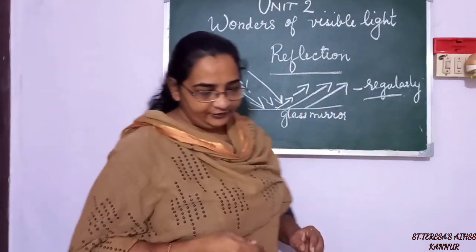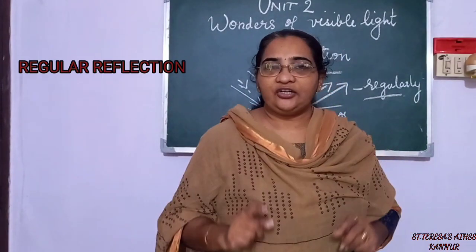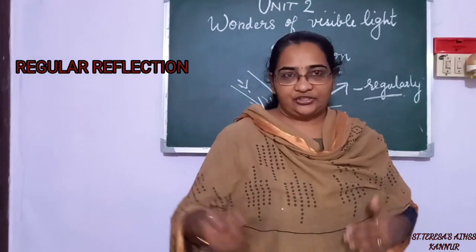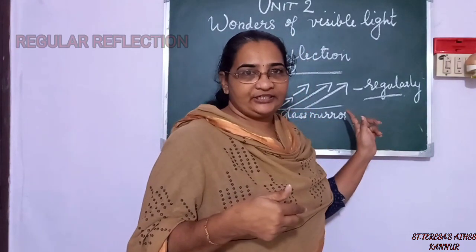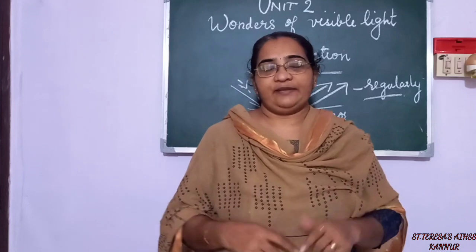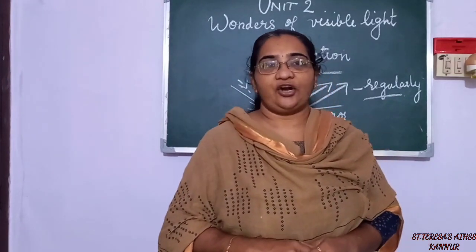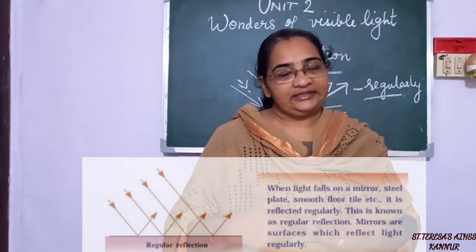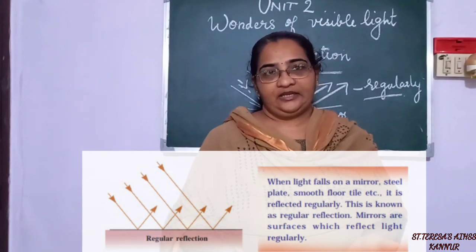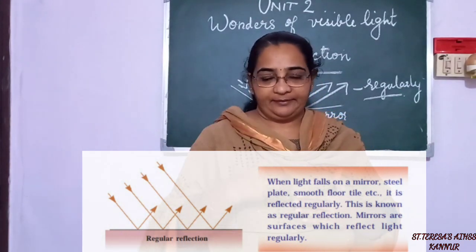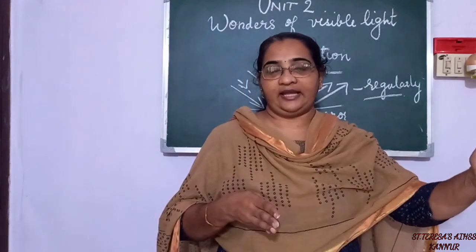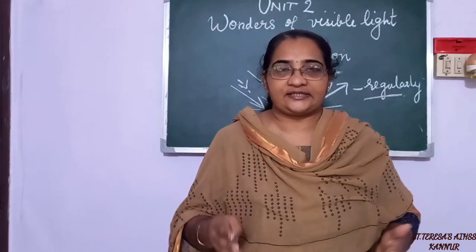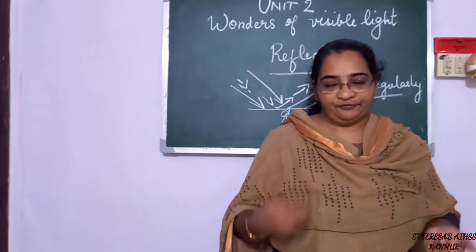This type of reflection is called regular reflection. So we saw when the light is falling on the mirror, it is directly reflected onto the board. That type of reflection is called regular reflection, because the rays which are coming in a straight manner will reflect at another angle. That is called regular reflection.